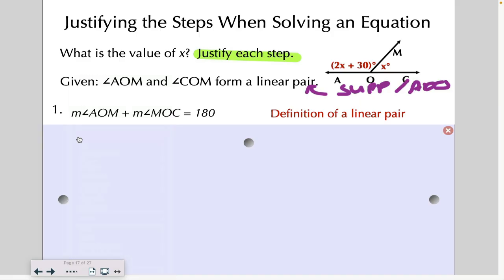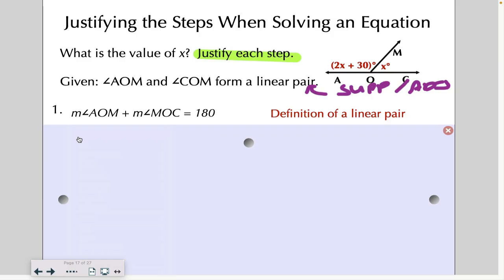So Layla got us kicked off with definition of linear pair. That looks good to me. I really think you should number your statements, not only for your own benefit, but if you get lost in the shuffle, it's hard to know where to go back. So that's why I put 1 here. That's going to be required in a second. Anybody want to tell me what they said for step 2? What did you say for step 2?